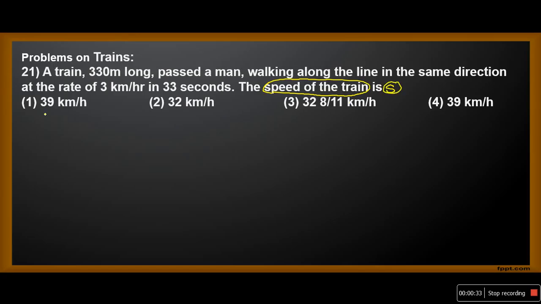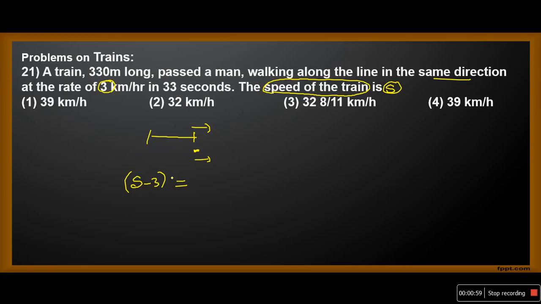Now, what is the speed of the person given? 3 km per hour. Are they traveling in the same direction or opposite direction? In the question, it is given as the same direction. If two objects are moving in the same direction, then the relative speed is s minus 3. If a train crosses a smaller object, it means it is crossing its own length.